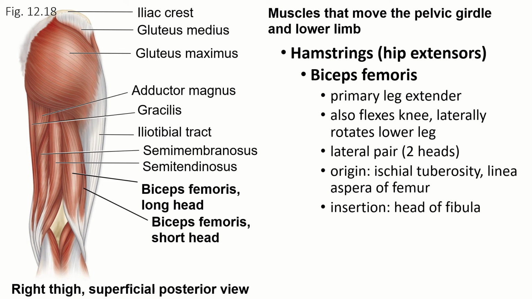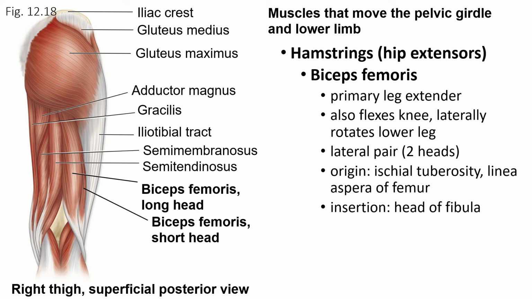Who'd have thunk? All right, so the hamstrings are all hip extensors. So these are going to work with the gluteus maximus to extend the leg backward. But the hamstrings are also going to flex the knee. Now the biceps femoris is located on the lateral side of the thigh on the back, and this 2-part muscle is going to laterally rotate the lower leg, okay?